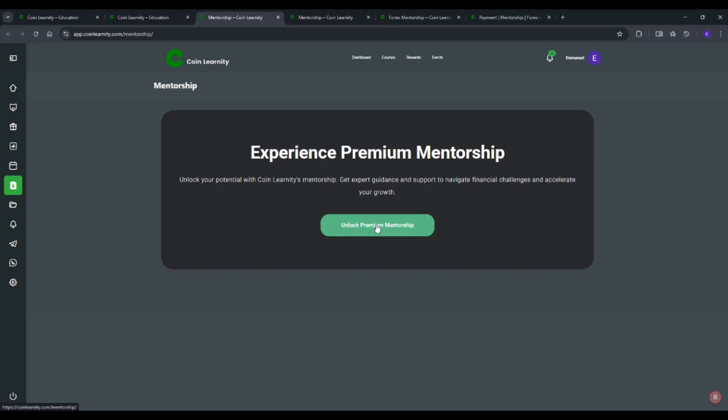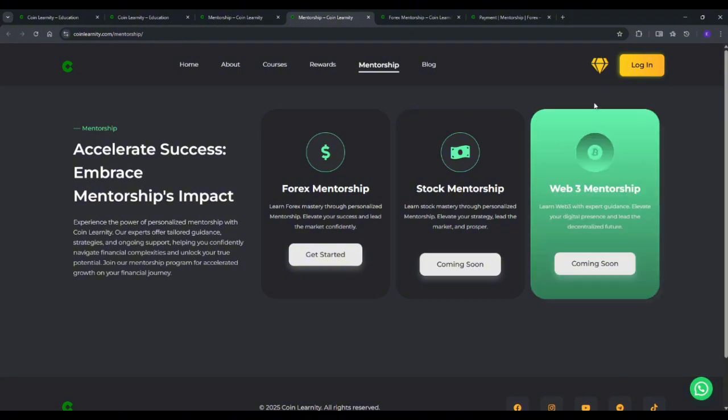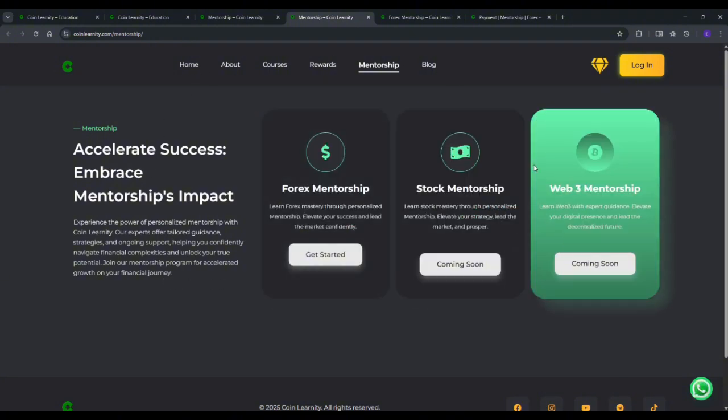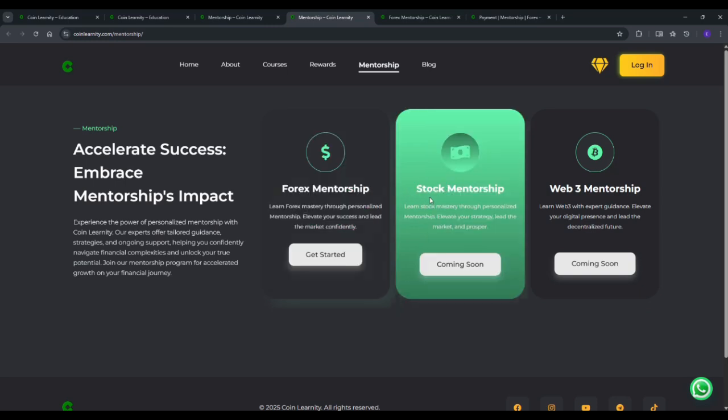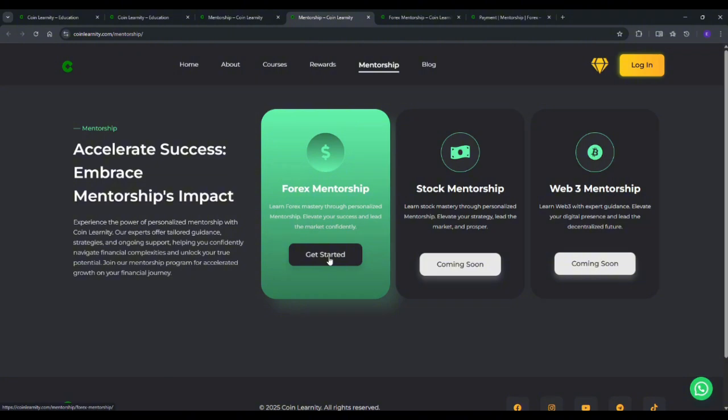Give that time to load. Now after clicking on the unlock premium mentorship button on the previous page, that should bring you to this web page right here, where you need to select the kind of mentorship you want to purchase. As you can see, we have different types of mentorship. We have the Forex mentorship, stock mentorship, and also Web3 mentorship. For the essence of this video, I'm going to be clicking on the Forex mentorship, and I will give that time to load.